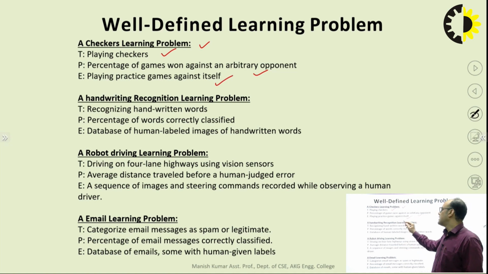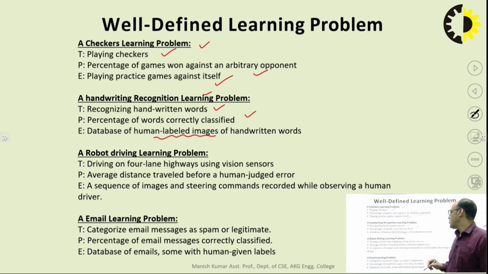Second, the handwriting recognition problem. The task is to recognize handwritten words. The performance measure is the percentage of words correctly classified. And the experience is a database of human-labeled images of handwritten words.